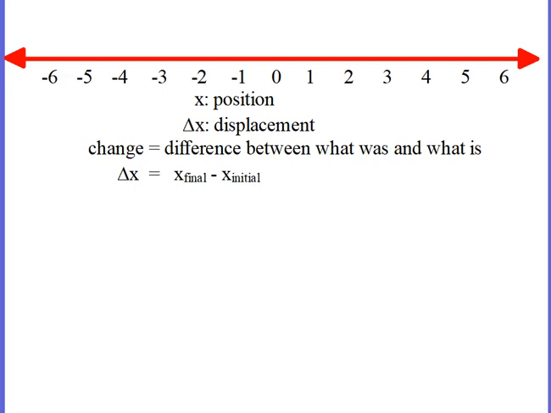So for example, if we started at -3 and we ended up at -2, then the final position is -2. The initial position was 3. I would subtract that 3 from -2. I get a -5. The change in position was 5 in the negative direction.